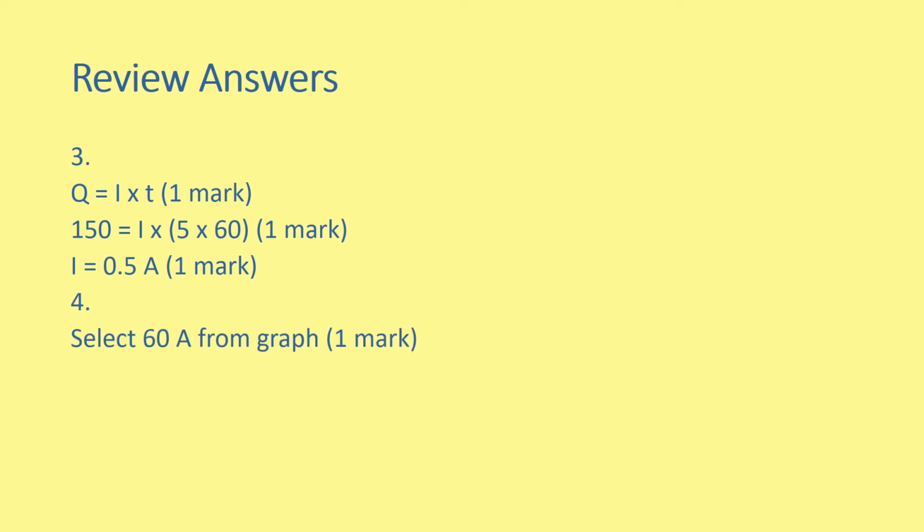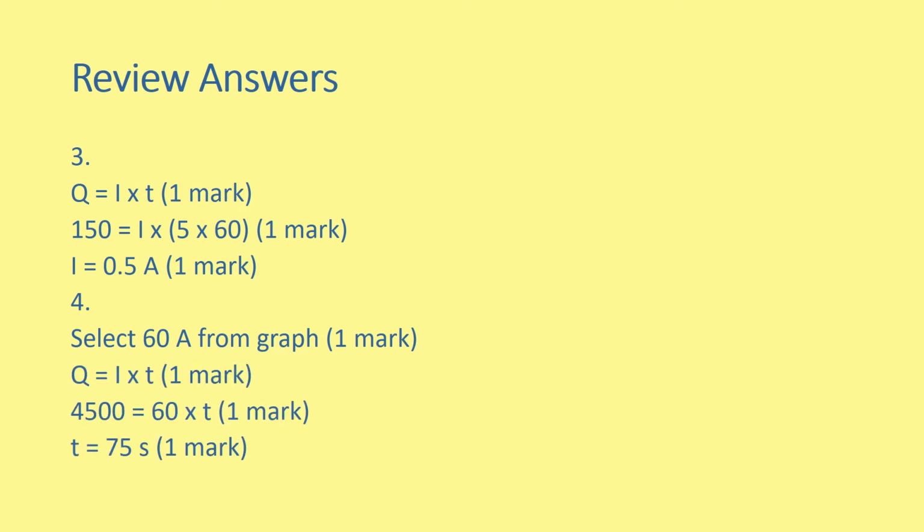Question 4, 1 mark is for selecting 60 amperes at 15 meters per second from the graph, and then you're using the equation Q equals IT in order to determine the time.